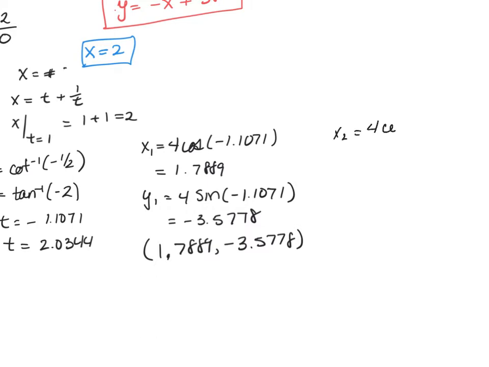The other location in which I have a slope of 1/2 is x2, which is 4 times the cosine of 2.0344, and also y2, which is 4 times the sine of 2.0344.